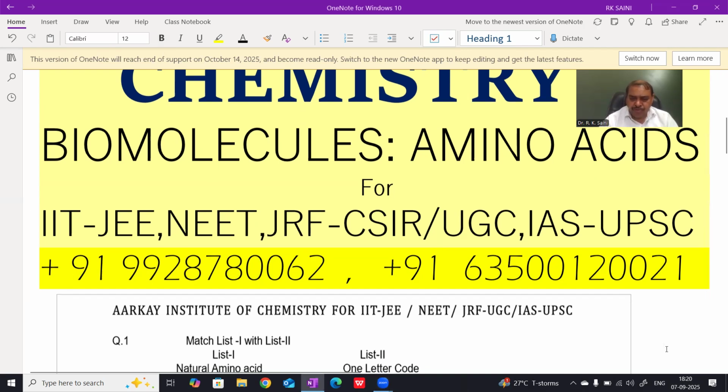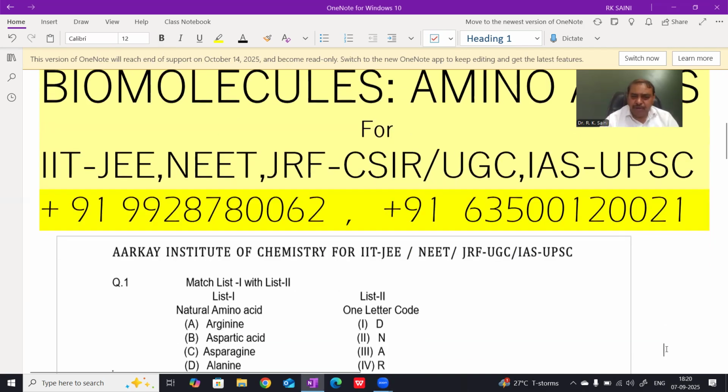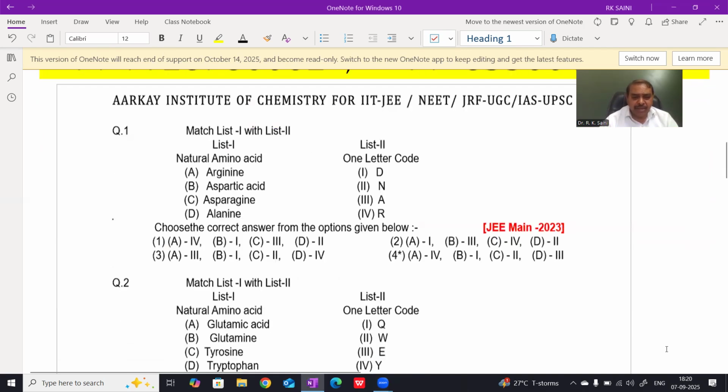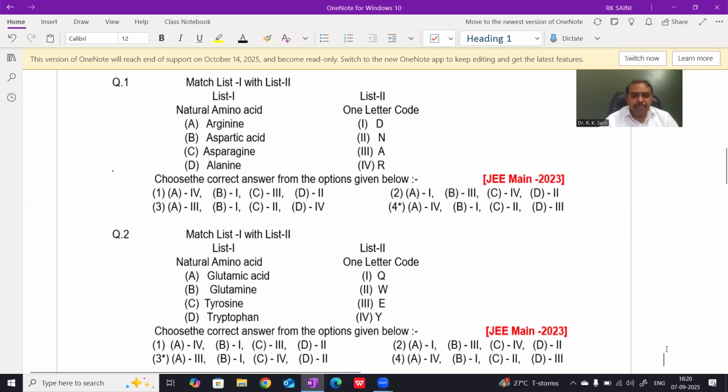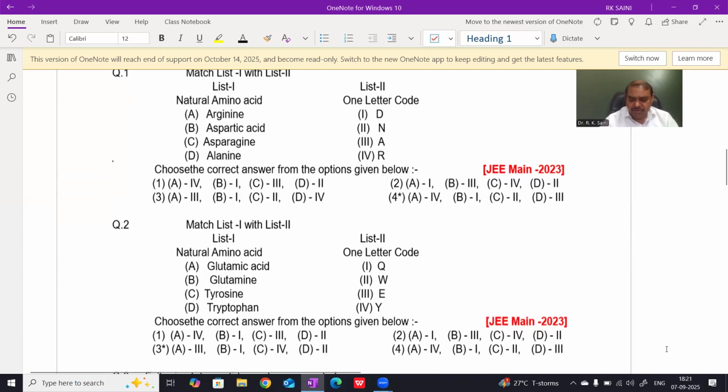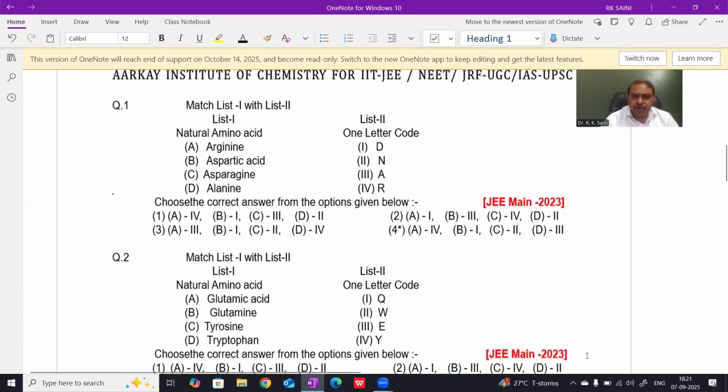First, we explain amino acids, their basic properties, characteristics, physical properties, chemical properties, and related pH and letter code. For example, in JEE 23, three questions were asked related to the single letter code of the amino acid. For example, question number one: match list one and two, natural amino acid and one letter code.